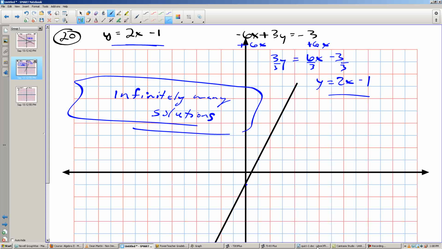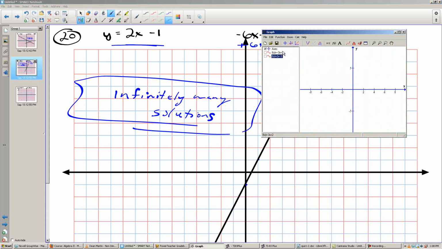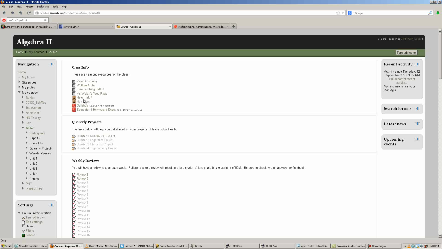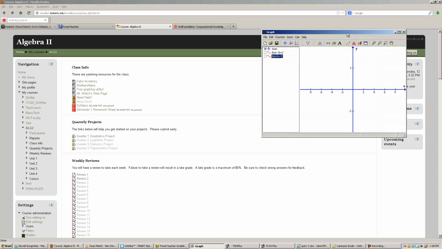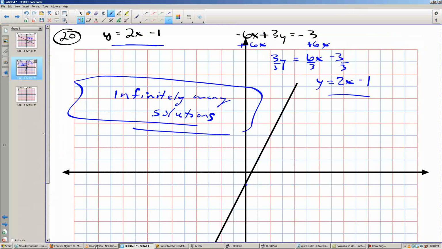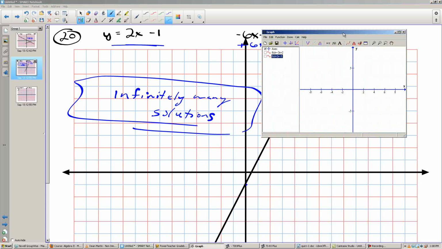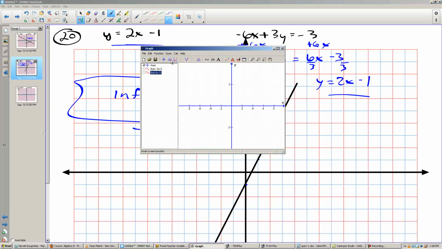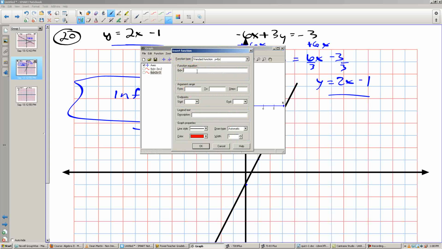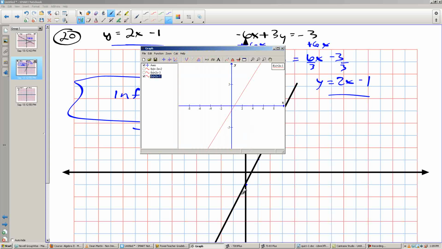But let me show you how I would draw this on a graphing calculator in a situation like this. If you actually go to Moodle, you can find this free graphing utility. If you go through the process of downloading it, you end up with a program that looks like this. And so we're actually going to graph this on here. Right there. So what I'm going to do is pick this piece right here. Click on it. I'm going to type in the equation, which is 2x minus 1. Okay. I say OK. And it produces the graph that I'm looking at.